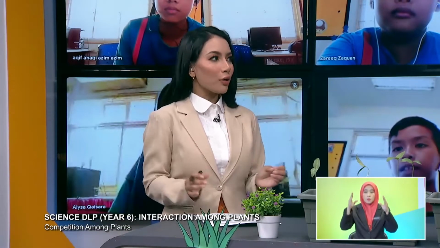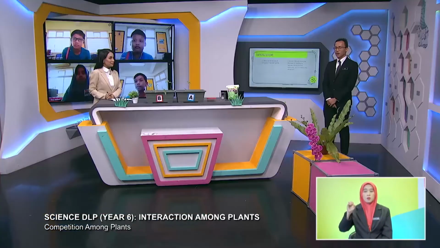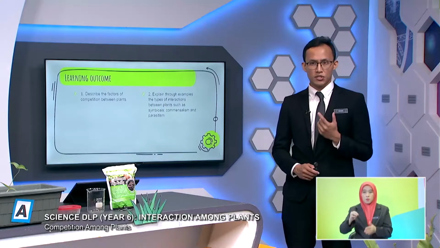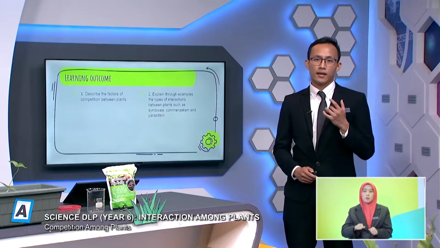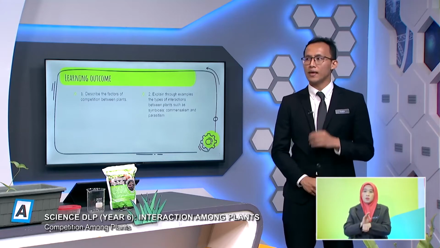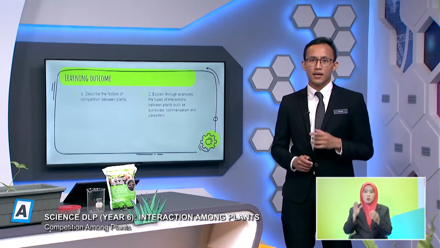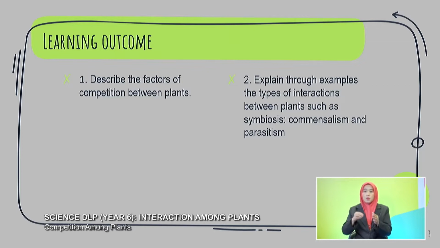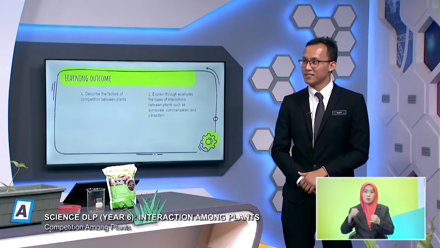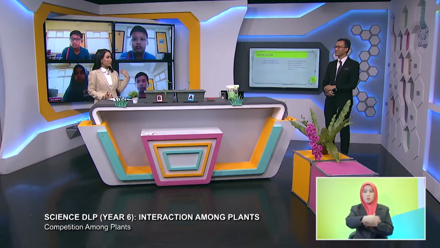All right, Mr. Q. Now, what are the learning outcomes and objectives for today? At the end of this session, pupils will be able to describe the factors that affect the competition between plants. And they will also be able to explain through examples the types of interaction among plants such as symbiosis. Symbiosis consists of commensalism and also parasitism. Wow, okay. Mr. Q, please proceed.